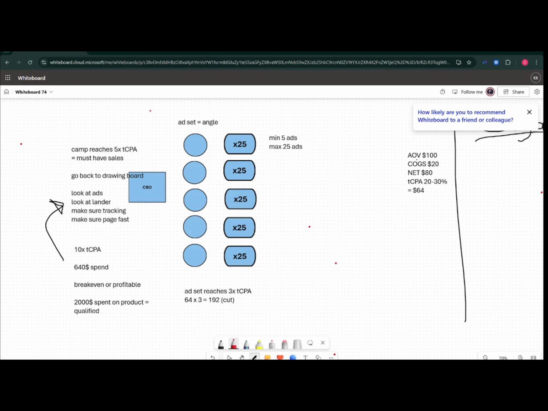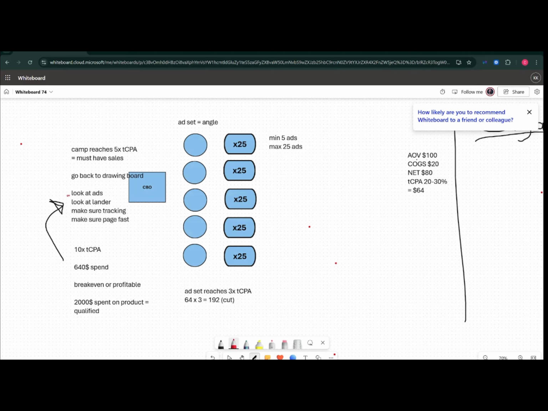Now, if you do have sales, when you reach 3 times target CPA, it shouldn't really be the end. You should really continue until 5 times CPA. So at 5 times CPA, you should have sales. If you don't have sales, you've got to go back to the drawing board.